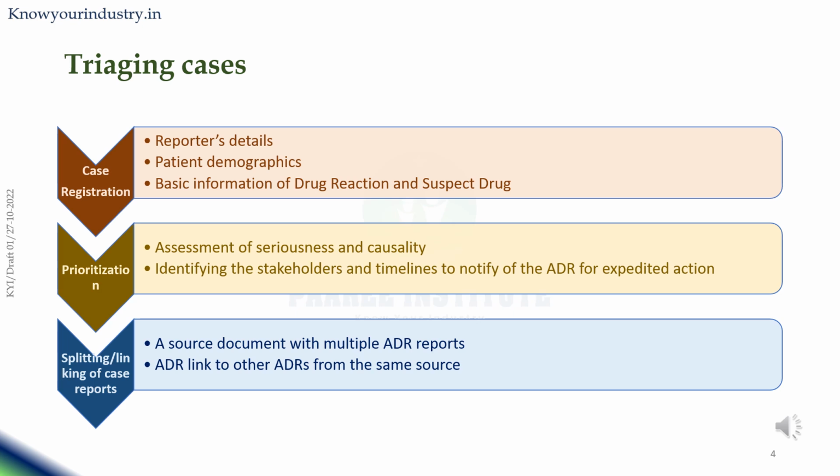Using any of these algorithms, the causality will be determined as definitive or certain, probable, possible, or doubtful. Causality assessment will mainly be based on information like time to onset of the reported event, de-challenge or re-challenge, and any alternative conditions which may contribute to the reported event.